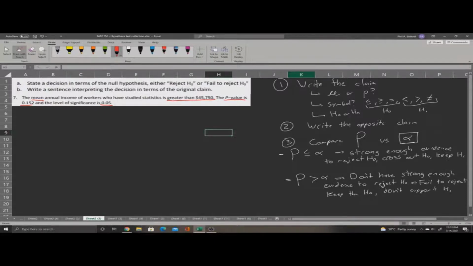Let's begin writing the claim for step 1. We're told that this will be a mean, and we will use mu as our symbol for that reason. Now, the inequality symbol that we see here is greater than. That will be underneath the alternate hypothesis section. And the number that we use is 45,750. So we'll begin by saying mu greater than 45,750. This is the alternate hypothesis because we don't have equals, and it is also the claim.